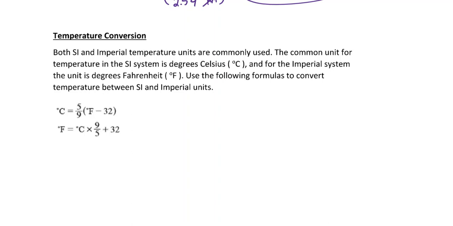Okay, so both SI and Imperial units are commonly used. So it could be degrees Celsius. It could be degrees Fahrenheit. It's a little annoying because they're both degrees, right? They say degrees Fahrenheit and they say degrees Celsius, but they're different measurements. So these are our two formulas. These are on your formula sheet, both of these ones. And this helps us convert from Fahrenheit into Celsius or from Celsius into Fahrenheit. We can just go back and forth. All right, so let's do that.